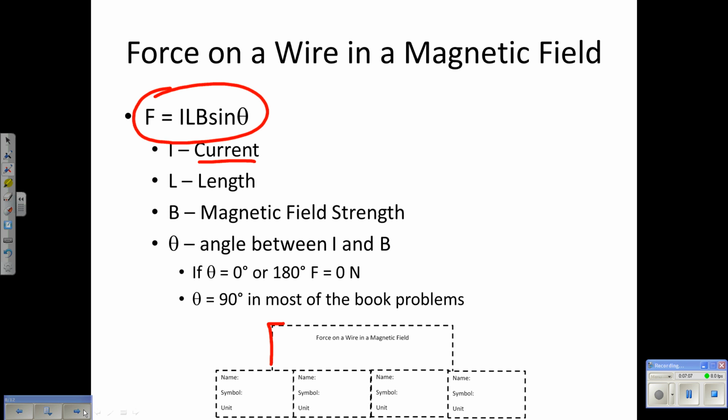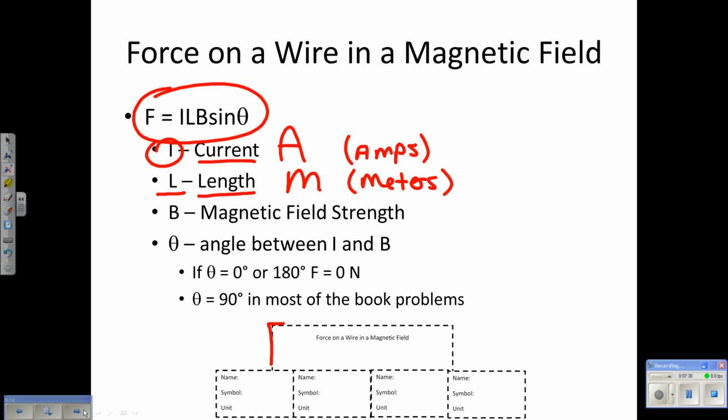First name, current. Symbol, I. Unit, A for amps. Second one, length, L. Units are meters. Third one, this new one again, magnetic field, represented by B. Units are T for Tesla.